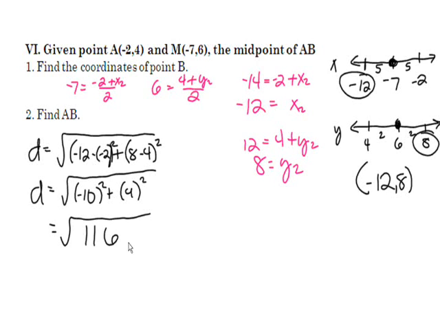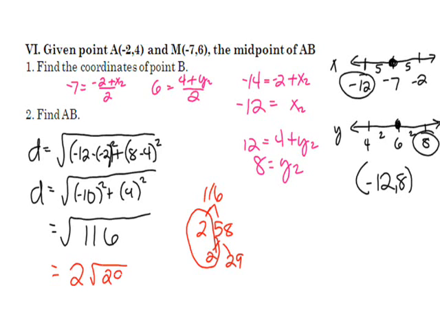Now 116 is not one of those numbers that you automatically think, I should reduce this, or I know exactly how to reduce it, so you need to check. So we're going to use our old friend, the factor tree. All right, so 2 and 58, and 2 and 29, that's not divisible, but here I have a pair of 2's, which means that my final answer is 2 radical 29 units.